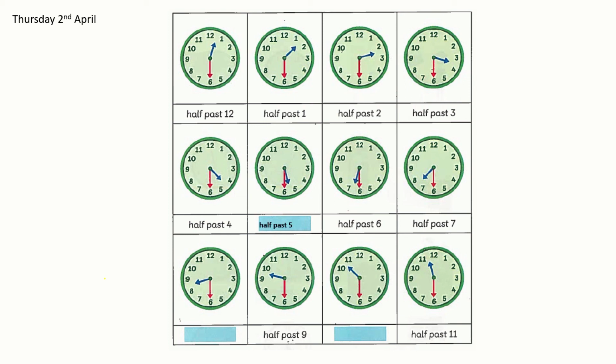Right, so the first one is half past 5, isn't it? Because the big hand is on the 6, that means it's half past, and the small hand is between the 5 and the 6. Not 6 o'clock yet, it's half past 5. The next one, the big hand's on the 6, the small hand is between the 8 and the 9. It's half past 8, not 9 o'clock yet. And the next one, not 11 o'clock yet, is it? It's between the 10 and the 11. It's half past 10.